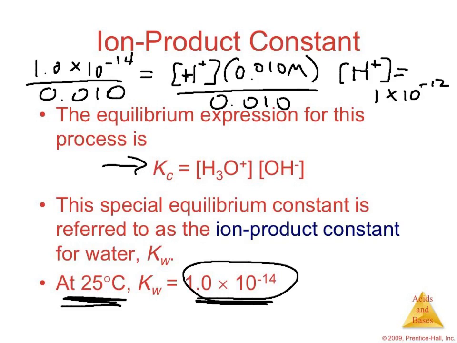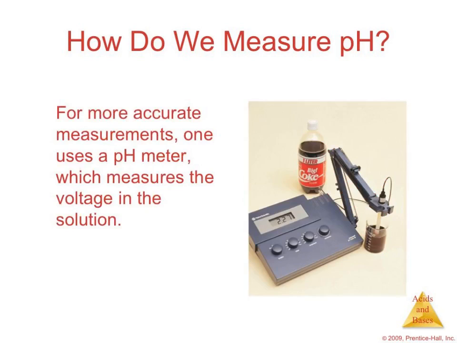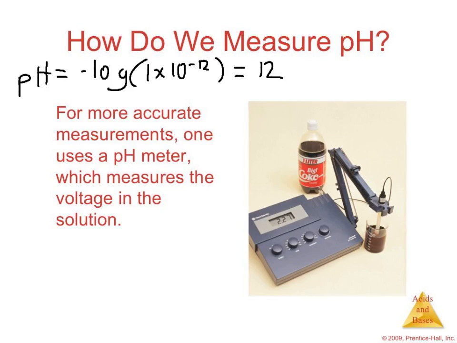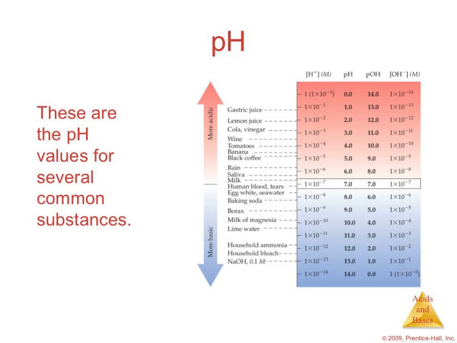Okay? To find the pH of something, I'll just do it on this screen here. Remember the pH is the negative log of the H plus concentration, which in this case is 1 times 10 to the negative 12th. Okay? So the pH of this solution would be 12. Alright, that's a high pH, which would mean that this is a fairly basic solution. Okay? So, let's look back here. See if that makes sense.